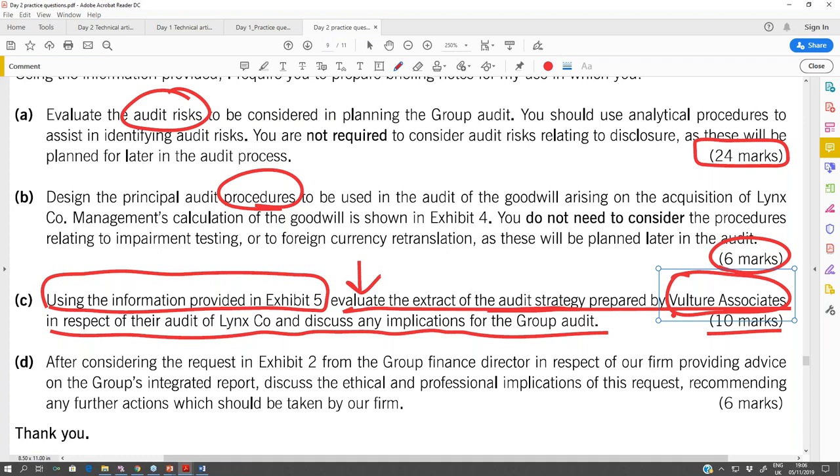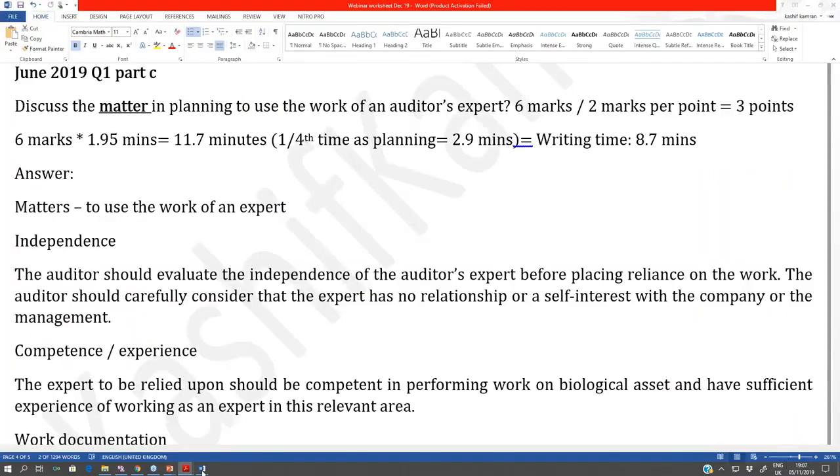Okay, so that's question number 1C, and we need to evaluate the audit strategy, right? The question does not say to consider methods of relying on the work of a component auditor. The question is saying that the component auditor has prepared a strategy and you need to evaluate it. There might be something wrong in the strategy, or there might be something right in the strategy. You need to evaluate the strategy prepared by Vulture in respect of Links, and consider whether there are any implications for the group audit, 10 marks. So let's start with this question now.